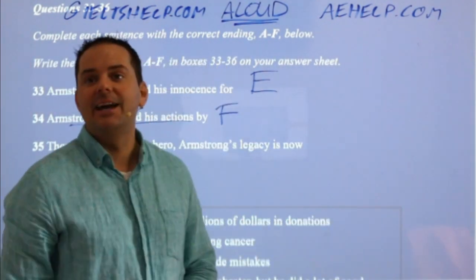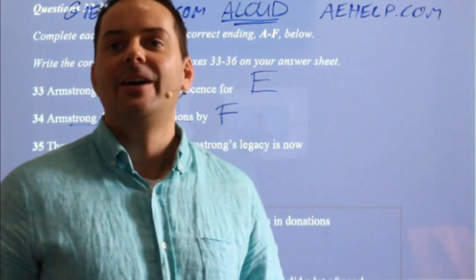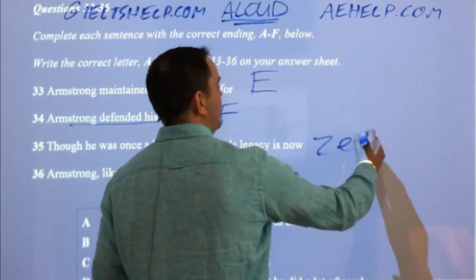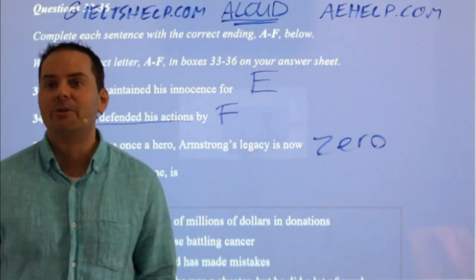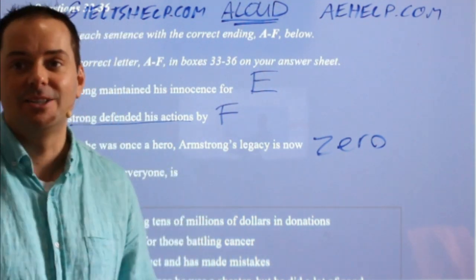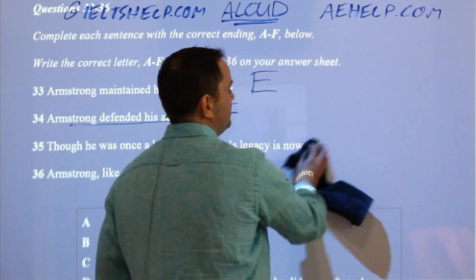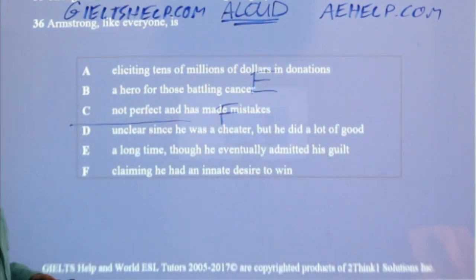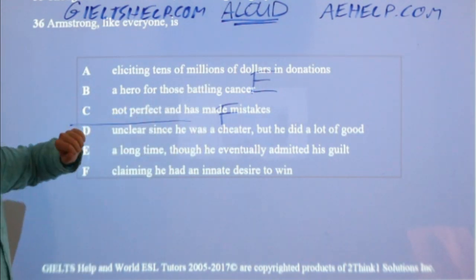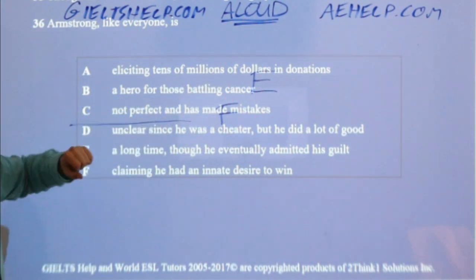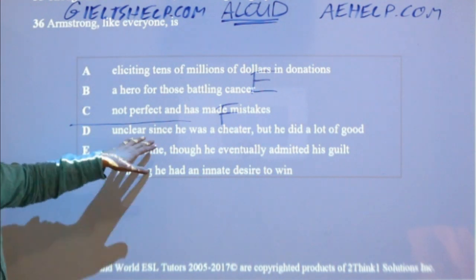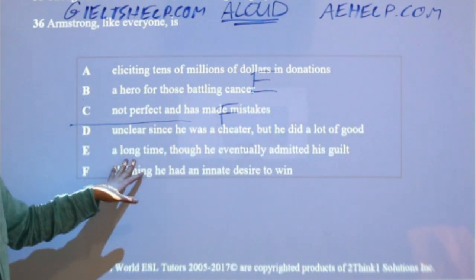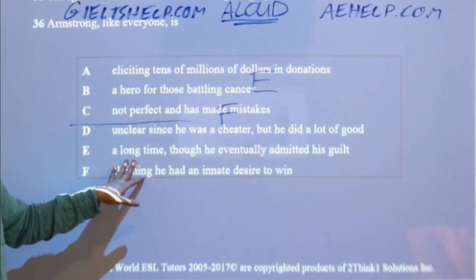I liked the answer that Abdul Salam said. He said, and is now a zero. Yeah, hero to zero. Absolutely, Abdullah. It's the same idea. It's good. I like it. Okay, so which one matches? Tens of millions of dollars. Hero for those battling cancer. Not perfect. Unclear since he was a cheater, but he did a lot of good. A long time, though he eventually, okay.